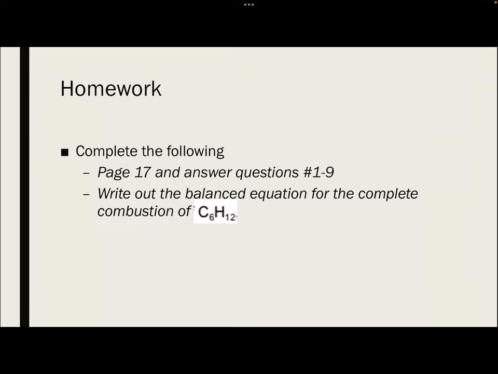Now let's take a look at some homework. Complete page 17 and answer questions 1 through 9, and then try to write the balanced equation for the complete combustion of C6H12, very similar to what we just did before for butane. I want you to try this one out and make sure that it is balanced. Add the subscripts and see if you can get it correct.